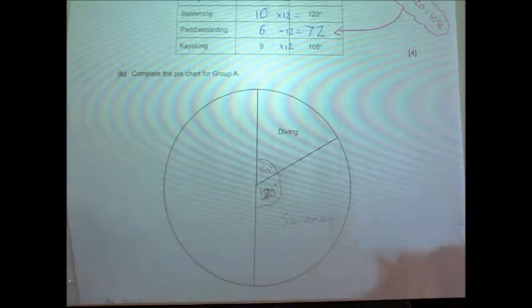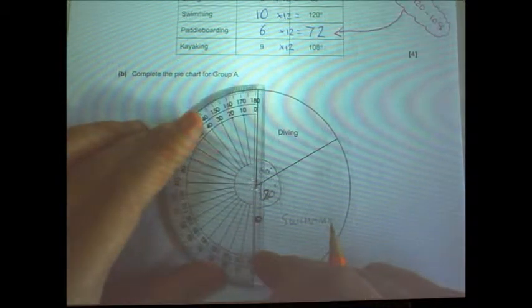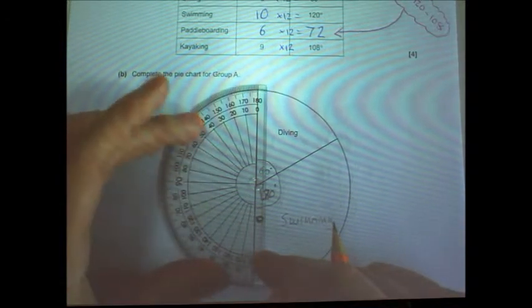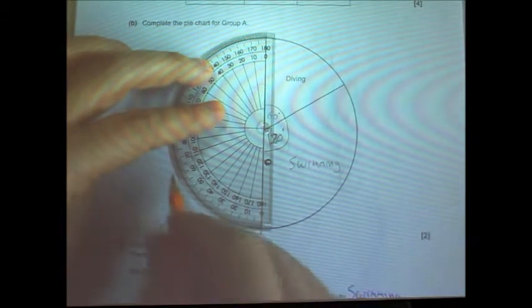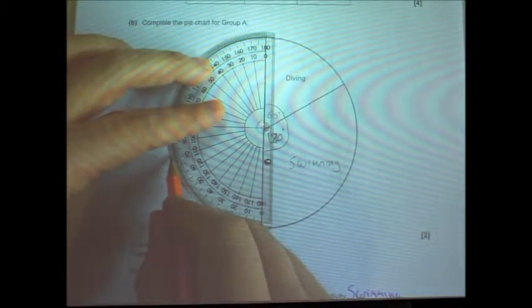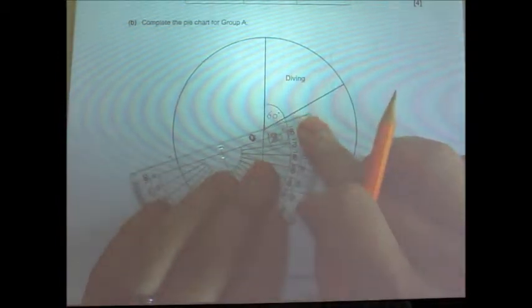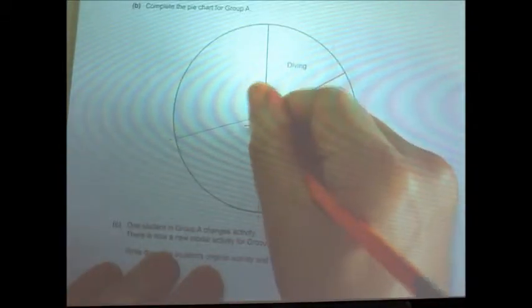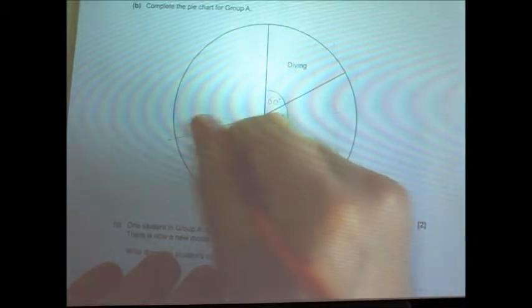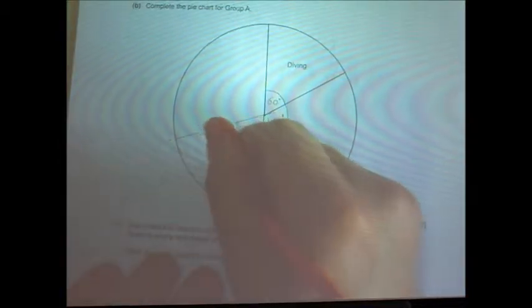The next one is 72 degrees for paddleboarding. So I'll put my protractor on again, set it up like this. Start from 0 and go to 72 degrees. That's 70, 1, 2 there. And I can draw that one out, and then I need to label it. That was 72 degrees, and that was paddle boarding.